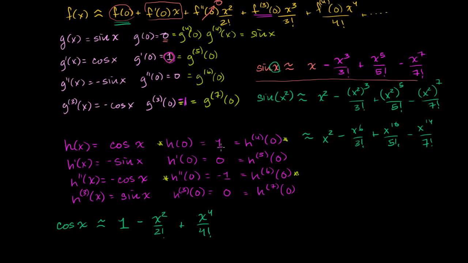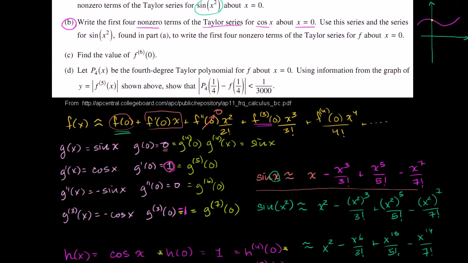And then the next non-zero term is this negative 1 over here. So minus 1, we can just write minus, and that's the sixth degree term. So x to the sixth over 6 factorial. And we're done. Those are the first four non-zero terms of cosine of x. Now let's do the second part of the problem.